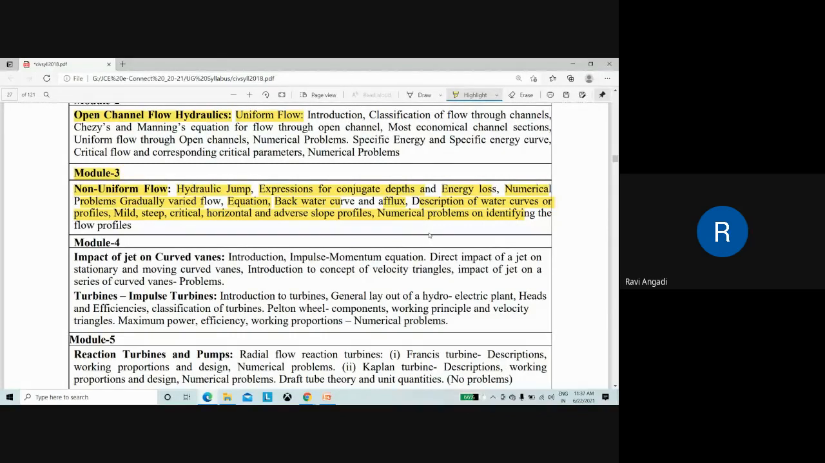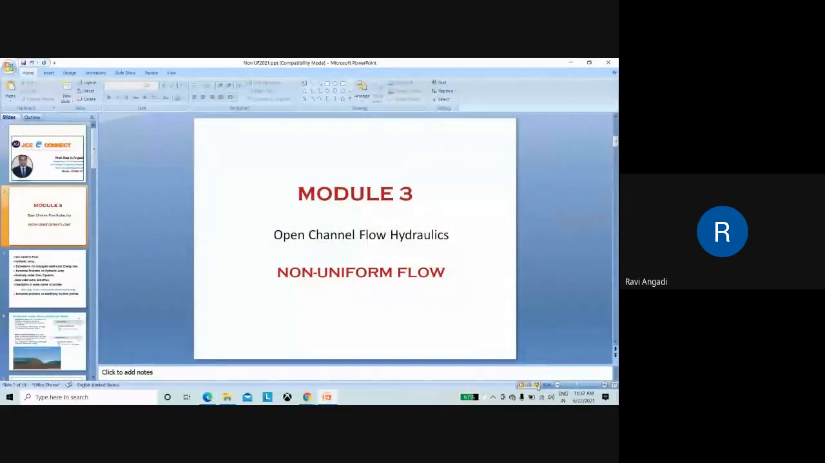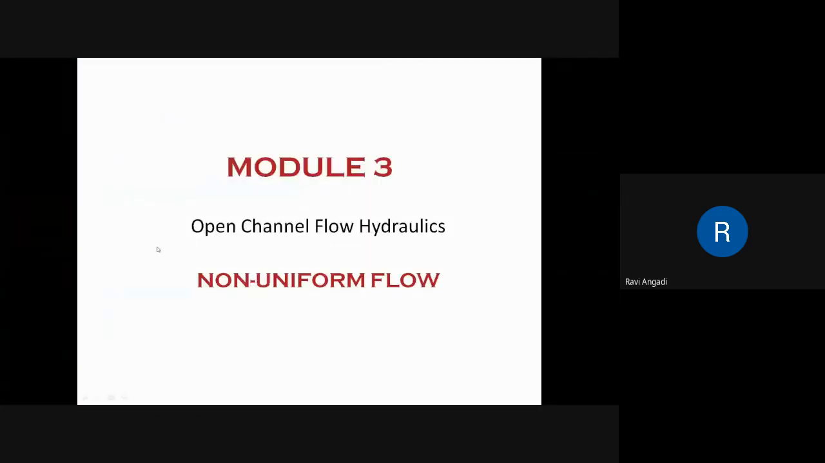And then the numerical problems on identifying the flow profiles, meaning by solving the numericals you can identify what kind of slope it is, whether it is mild, steep or critical. So these things are included in module number 3, that is non-uniform flow. So let us start with module number 3, non-uniform flow. I hope this slide is visible to you all, right?